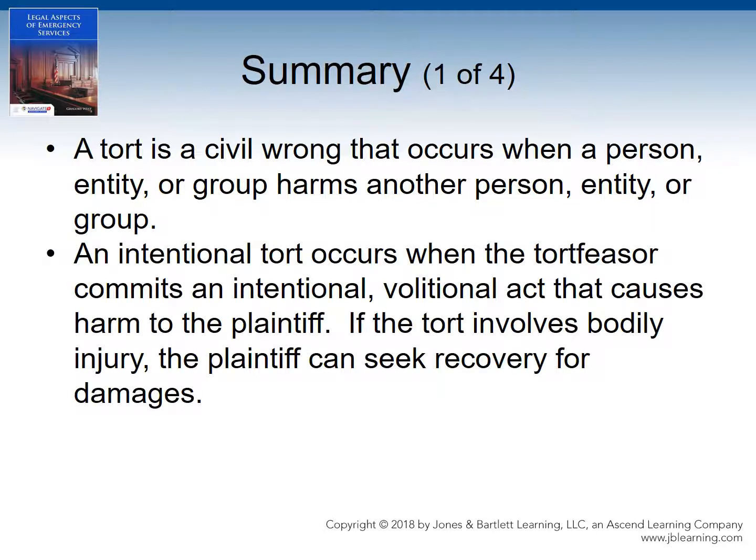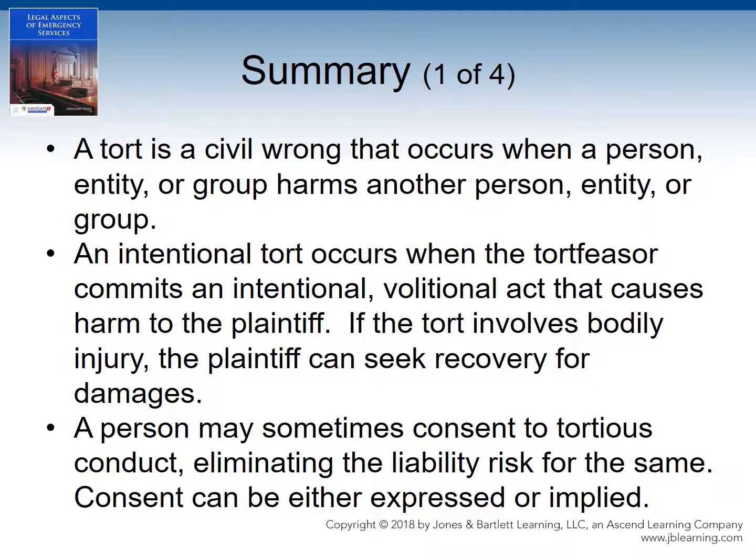An intentional tort occurs when the tortfeasor, the person who did the bad act, commits an intentional, volitional act that causes harm to the victim. If the tort involves bodily injury, the plaintiff can seek recovery for damages. As a defense to an intentional tort, it can occasionally be possible for a person to consent to tortious conduct, either expressly or implied through his or her actions, depending on the circumstances, thus eliminating the risk of liability for the potential tortfeasor.